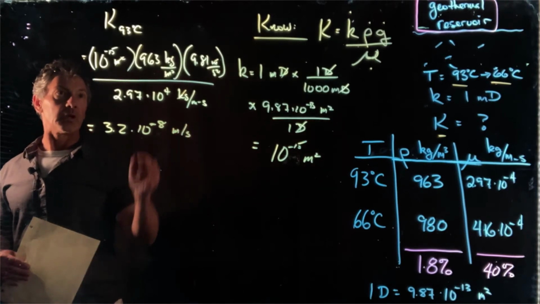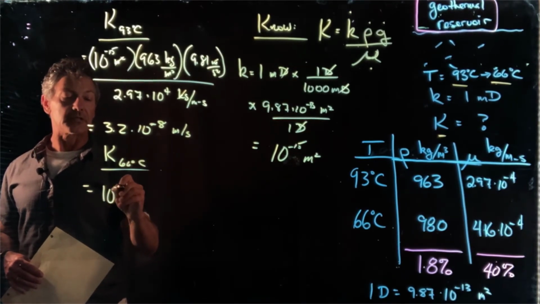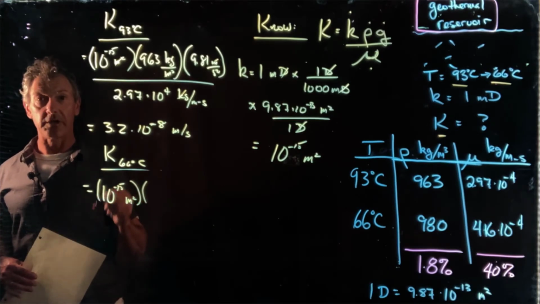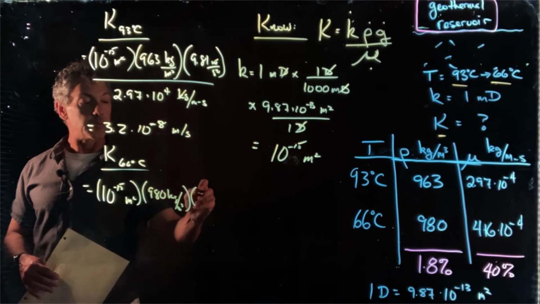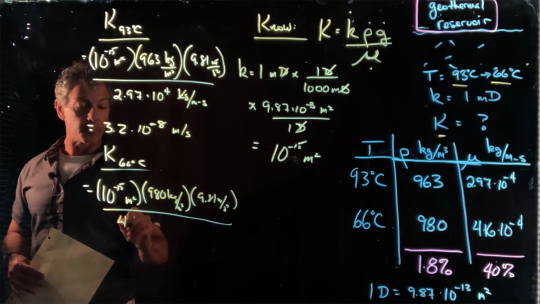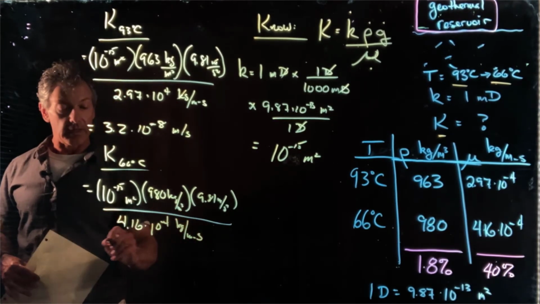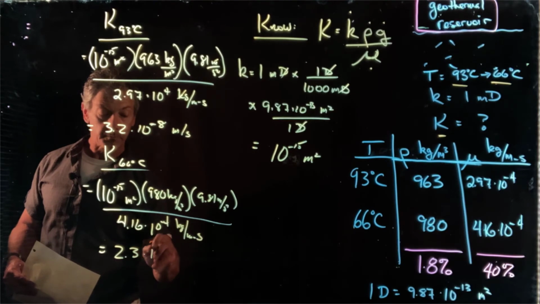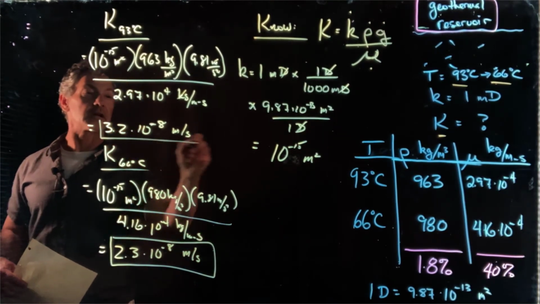meters per second. Then our hydraulic conductivity at 66 degrees C is equal to 10 to the minus 15th meters squared. The intrinsic permeability, of course, hasn't changed, same reservoir, it's just a property of the reservoir itself, not the fluid, times 980 kilograms per cubic meter density times 9.81 meters per second squared, divided by, now we have 4.16 times 10 to the minus fourth kilograms per meter second. And that comes out to be 2.3 times 10 to the minus 8th meters per second. All right, so these are our two hydraulic conductivities.